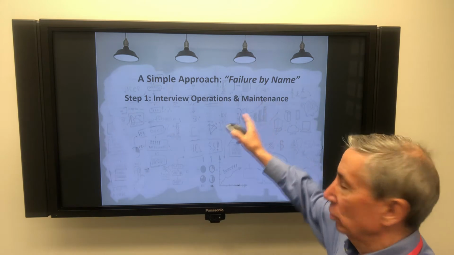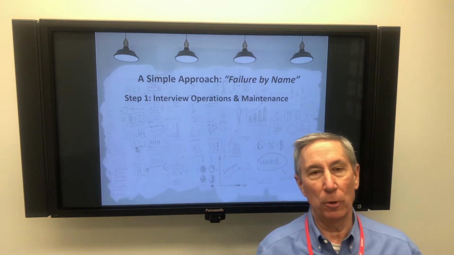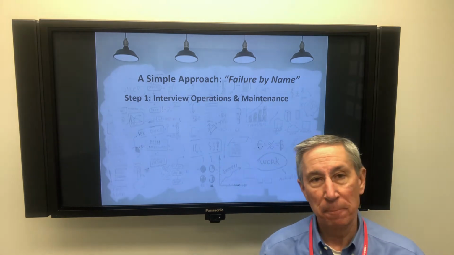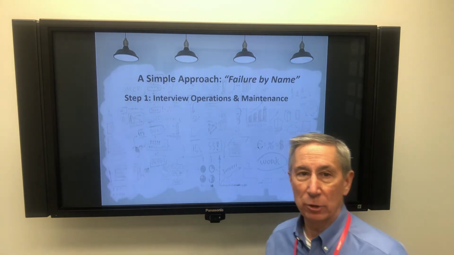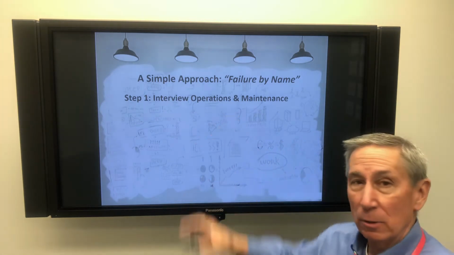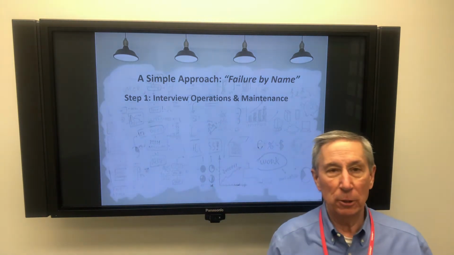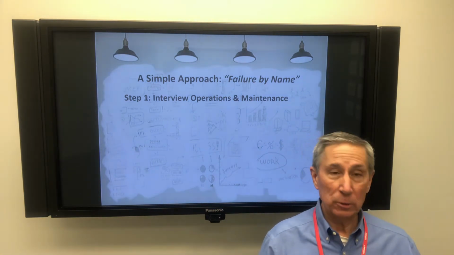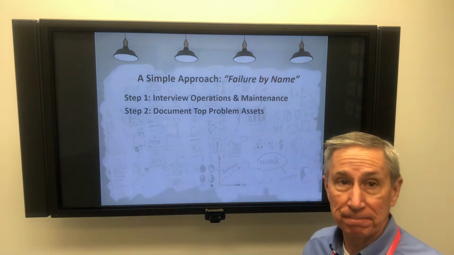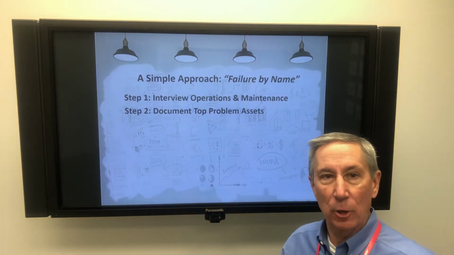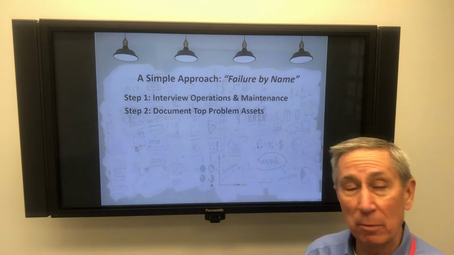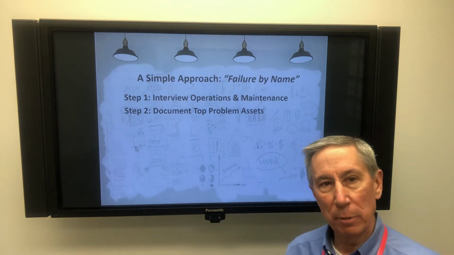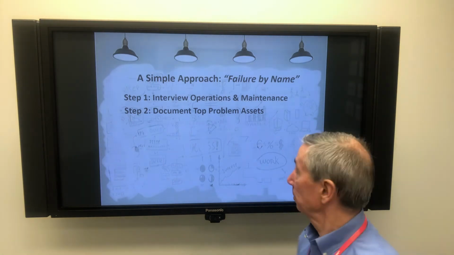So, simple approach. I've talked about failure by name before. Max Smith was a reliability guy that taught me this concept back in the 90s, and I've implemented it several different times. So, first step, you don't have any data, so we go and we gather data. We talk to operations people, the current maintenance team, people out on the floor, and ask them, what's going on? Try to identify what the problems are, right? They know, and if I hear it enough times, I know what the problems are. We document the top problem assets. Here we make a list, 10, 15 of them. The old 80-20 rule applies a lot here, so very, very useful.